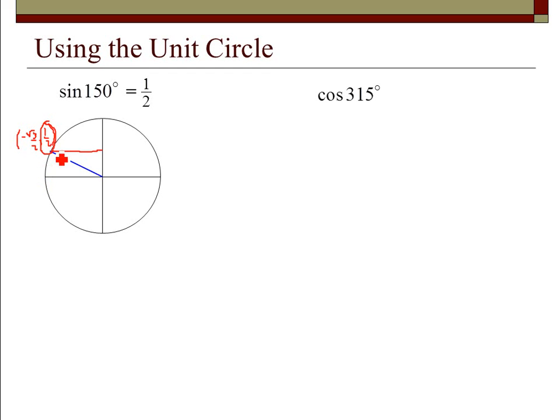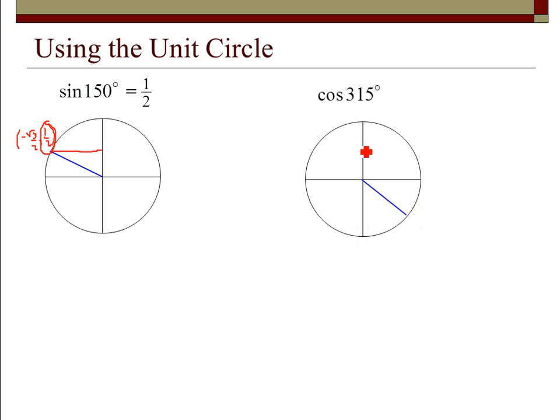Cosine of 315. Sometimes students have trouble with figuring out which ones are the 45-degree ones. All the ones that end in 5s. If it's going to be a special angle, that's one you're looking for. So 315 degrees. Well, 360 is right here. If I go backwards 45 degrees, it puts me right in the middle in here.